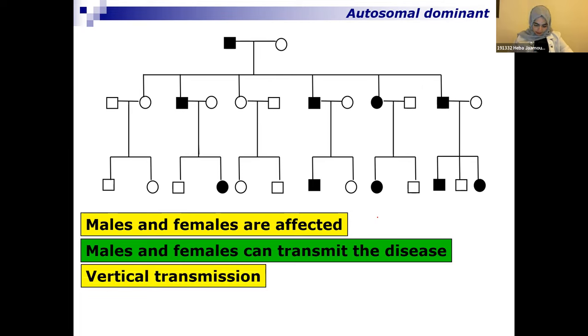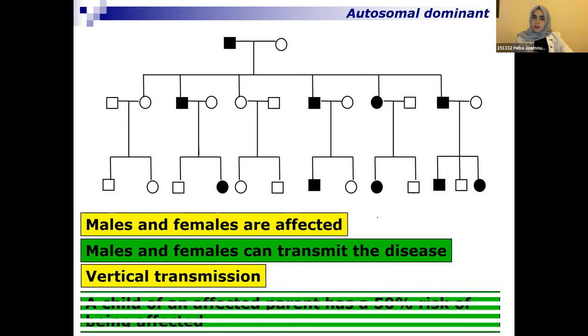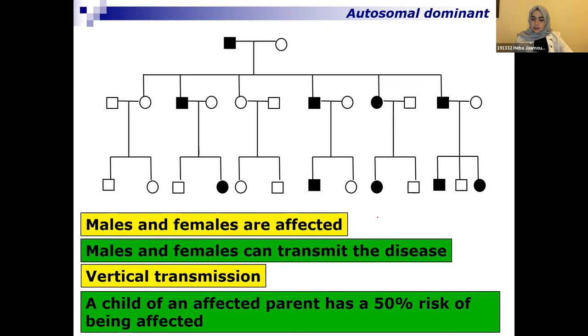It's a vertical transmission. What do we mean by vertical transmission? Does anyone know? It's transmitted to the next generation. Exactly. Very simply put, this is it. Transmitted to the next generation, okay? And then the last thing is that a child of an affected parent has a 50% risk of being affected. This summarizes what you have to know about autosomal dominant diseases, okay?